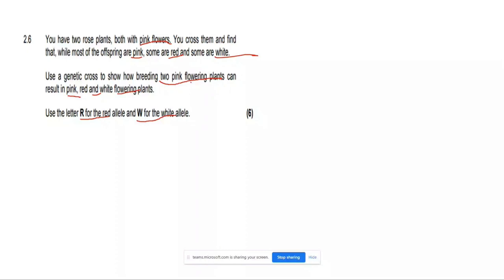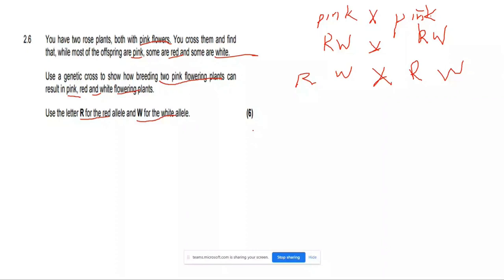Two pink flowering plants. So if I have pink crossed with pink, from this information given here, what is the genotype for pink? RW crosses with RW. Remember, I'm going to show you the proper cross now. What would be my gametes on this side? They just separate on this side. I hope you guys don't write as ugly as I'm writing. So there, that you know will be red flowers.